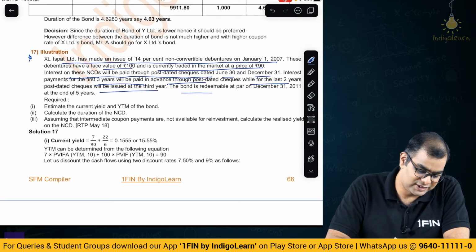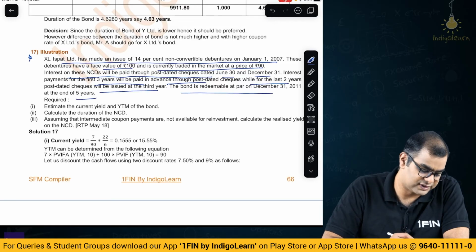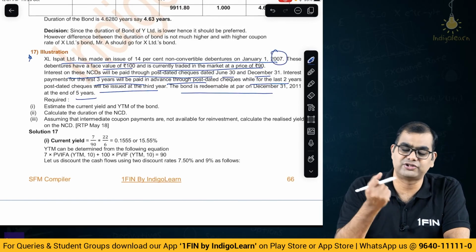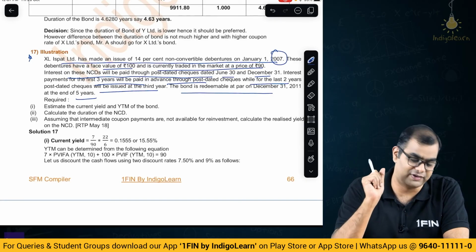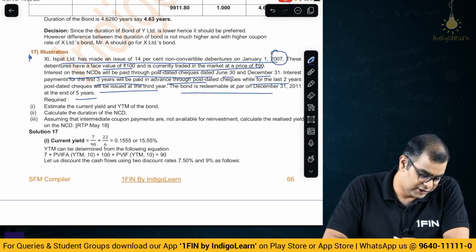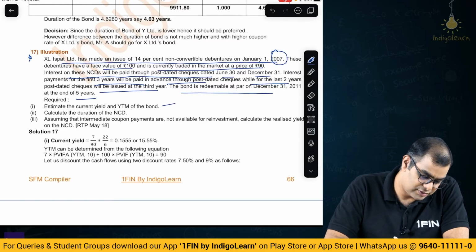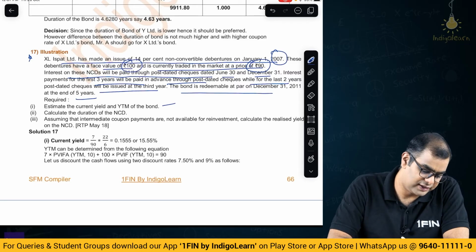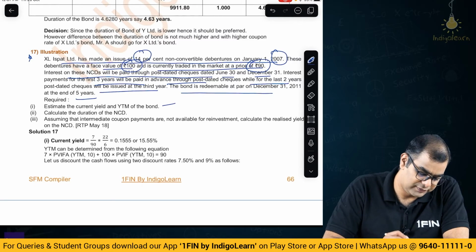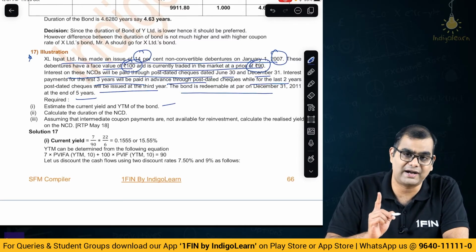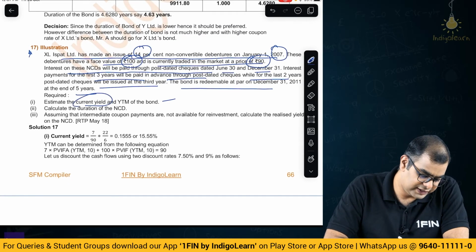The bond is redeemable at par on 31st of December 2011 at the end of 5 years. So, in 2007 it is issued. So, 7, 8, 9, 10, 11, 5 years. Correct. Everything is proper. You are required to estimate the current yield and YTM of the bond. See, market price is given at 90, face value is 100, 14% is the coupon and the payment is half yearly. So, current yield and YTM.